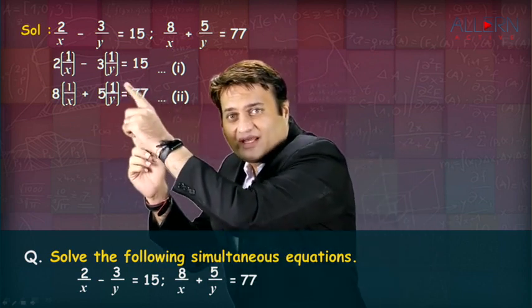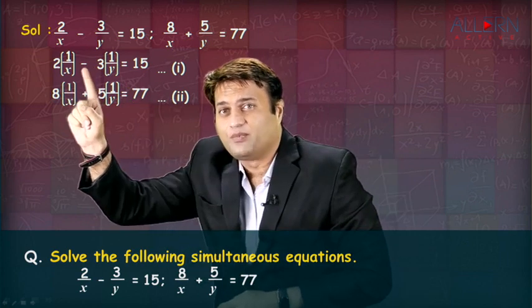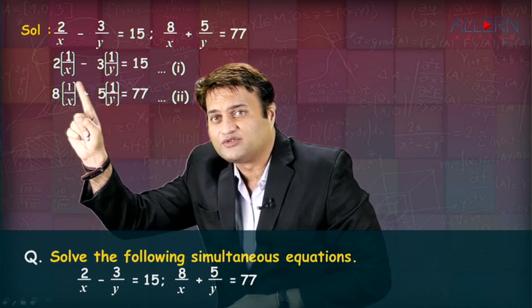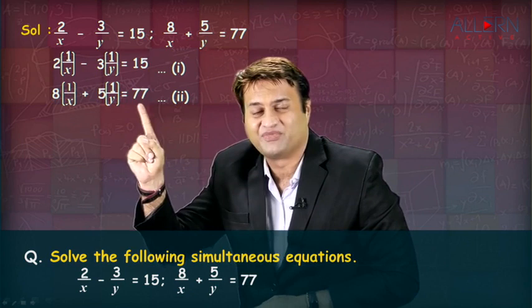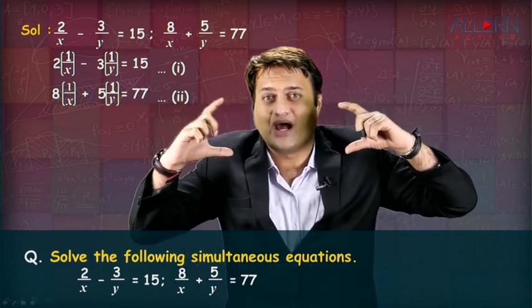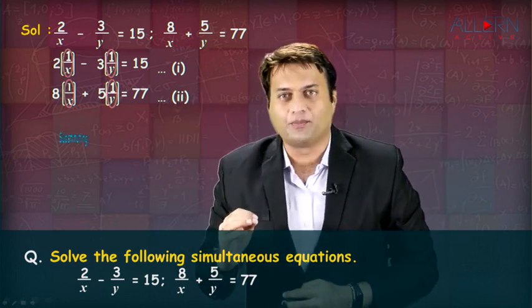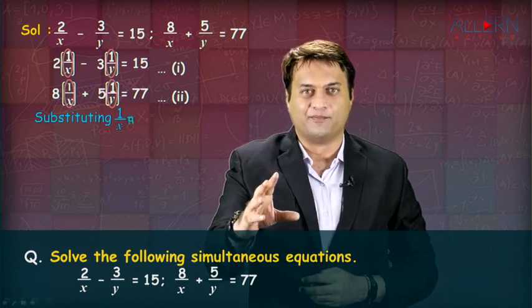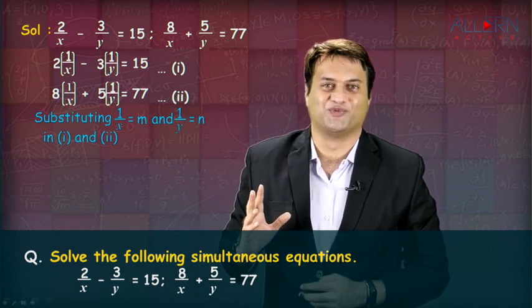Now look at these brackets. In both the equations, can we say these brackets are common? Can you see 1 upon x is common? 1 upon y is common. Now because 1 upon x is common and 1 upon y is common in both the equations, we will substitute 1 upon x as say m and 1 upon y as say n in equations 1 and 2.